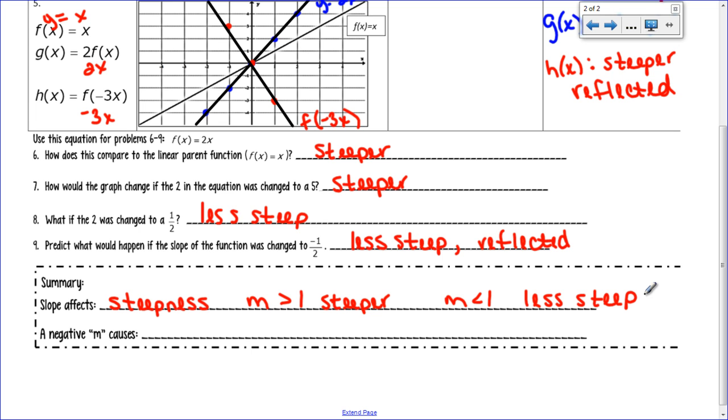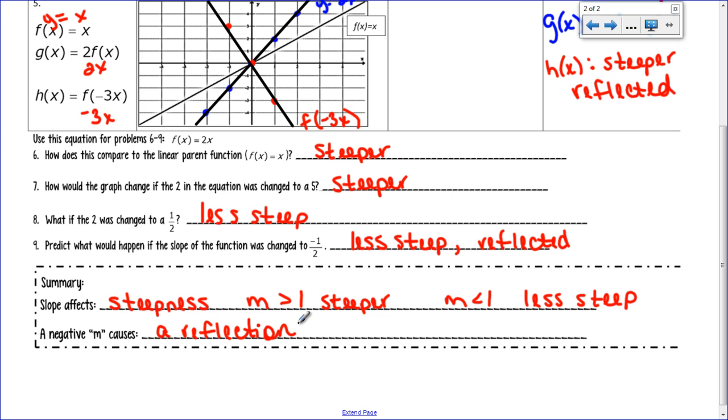A negative does not affect the steepness at all. All a negative m does is it causes the graph to reflect. So it causes a reflection. It flips the graph over is what happens. It changes it from increasing to decreasing. So that's what happens as we change the slope of a line.